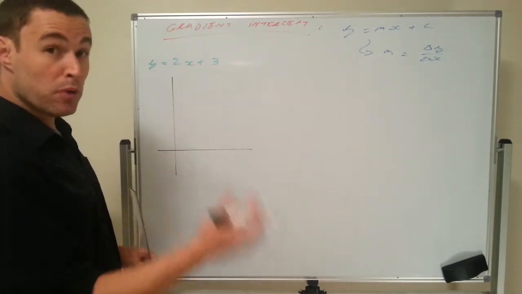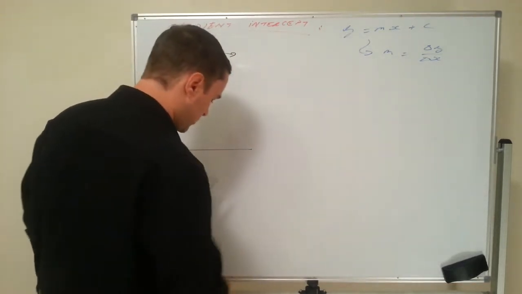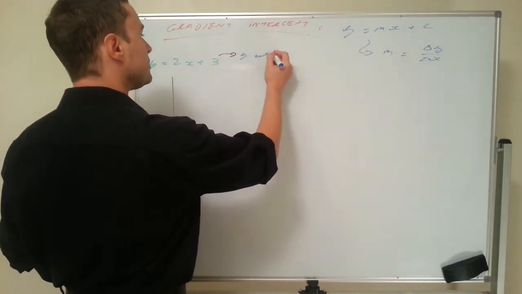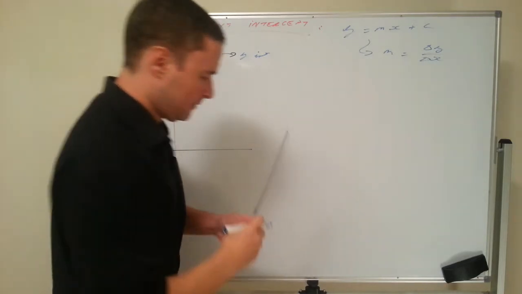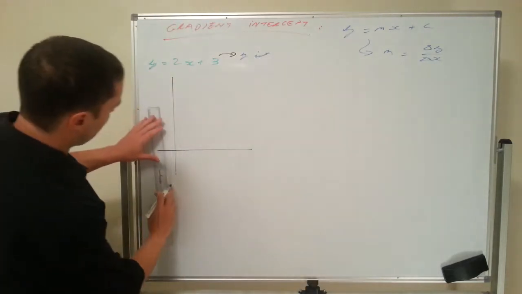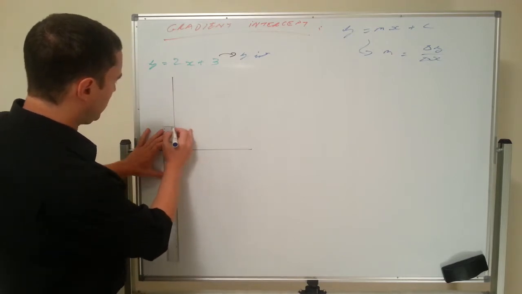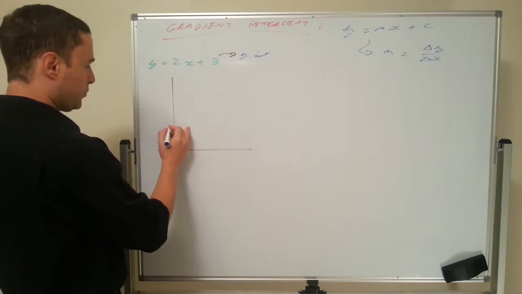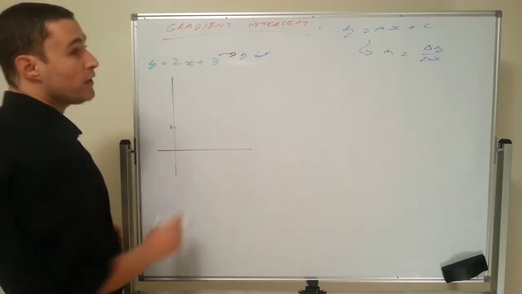Firstly, understand what parts of this are. This here is my y-intercept. So I go up to 3. I'm going to use inches on here. 1, 2, 3, and there is 3 on my axis. I haven't bothered to put in 1 and 2 up there. So I go up to 3 and I say, okay, 2x plus 3.